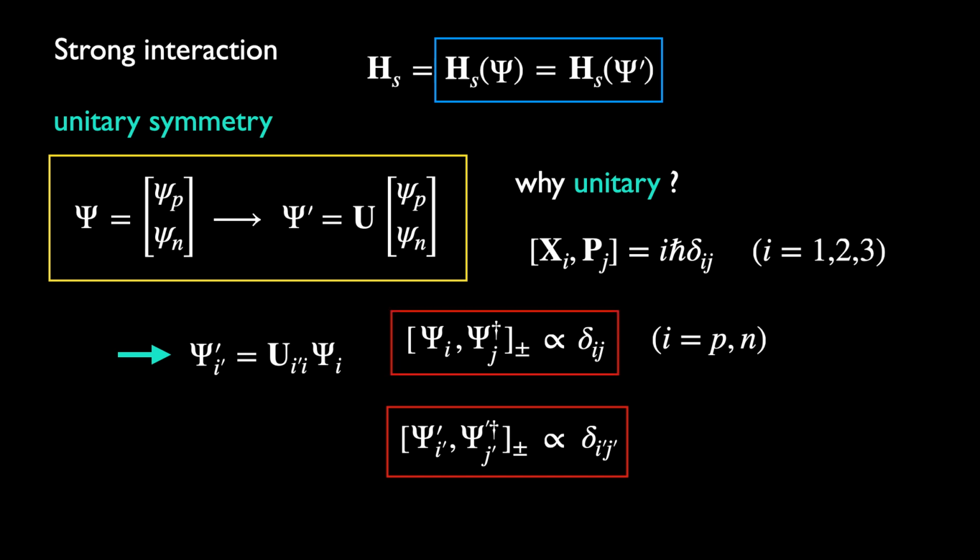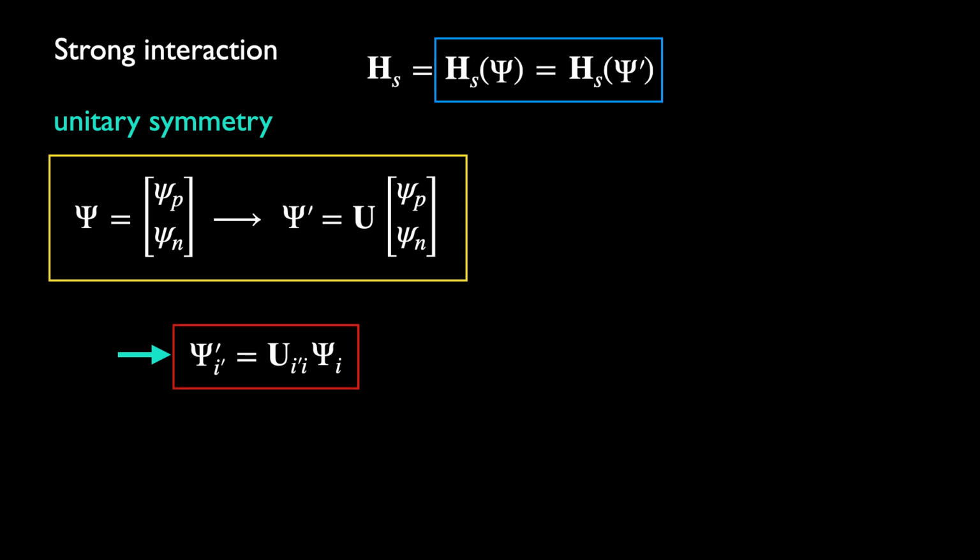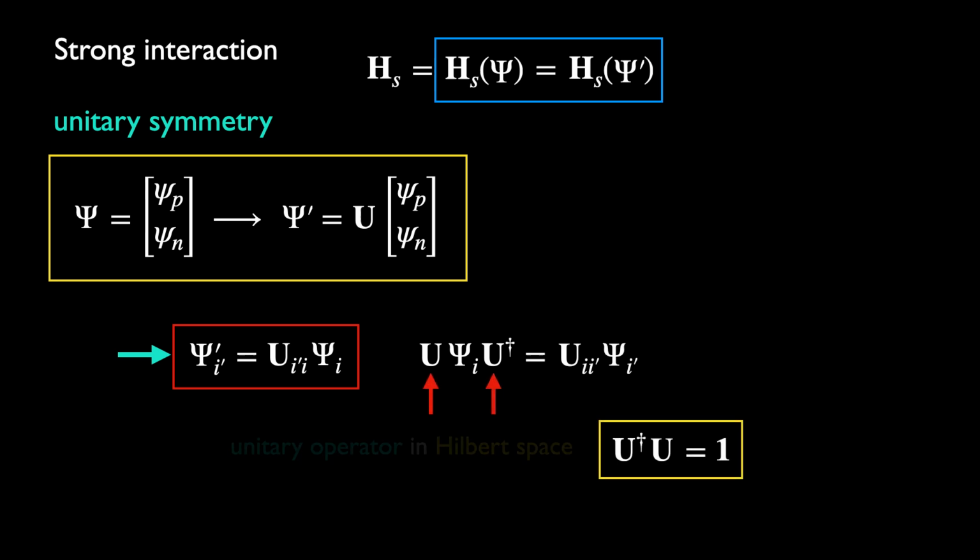This is an important feature, since if we are suggesting that psi and psi prime are equivalent in the eyes of the strong interaction, then they had better satisfy the same physical requirements like the canonical commutation relations. Now let's introduce the unitary operators in Hilbert space, which shall implement these matrix transformations.